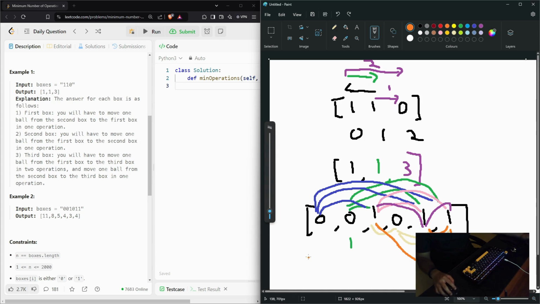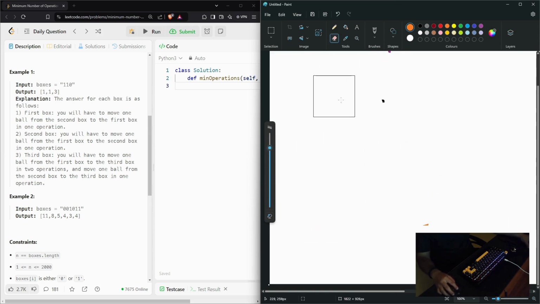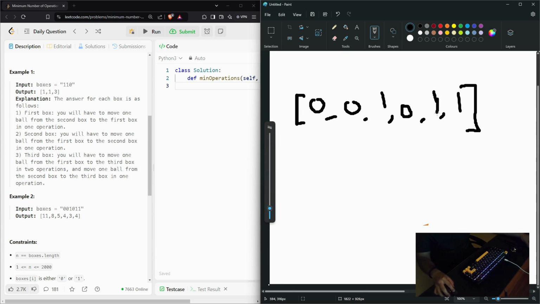So initially when we are at this index, if we knew how much pull we have to do. Let me draw this again and show you what I mean. So we have this array again. Let me draw it again here. Zero, 0, 1, 0, 1 and 1.